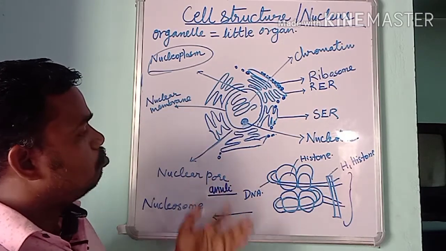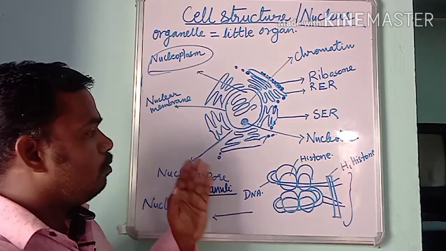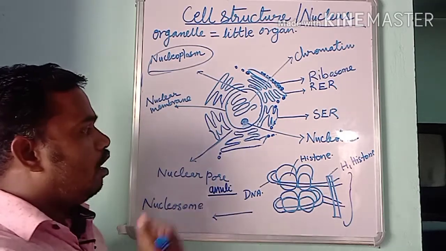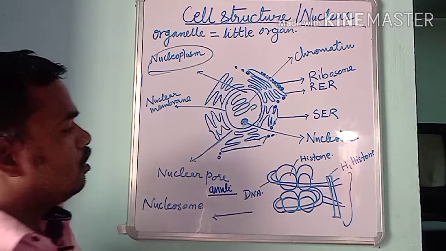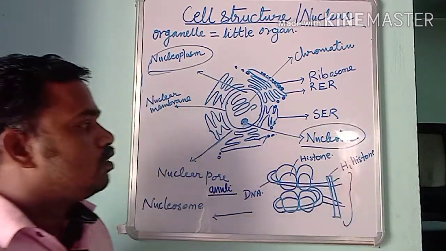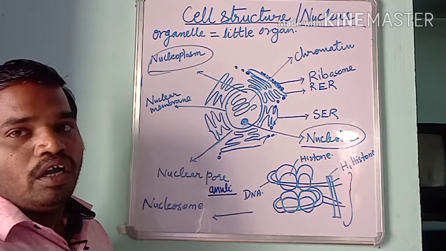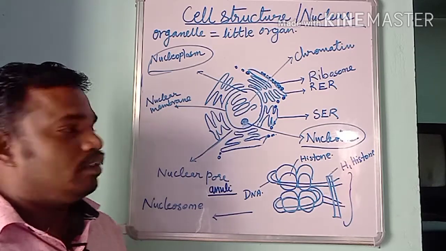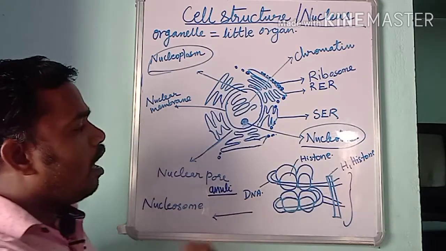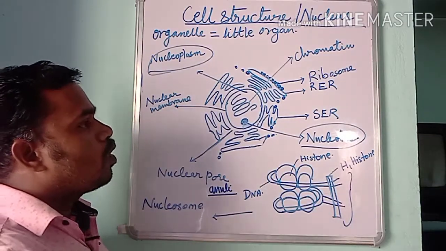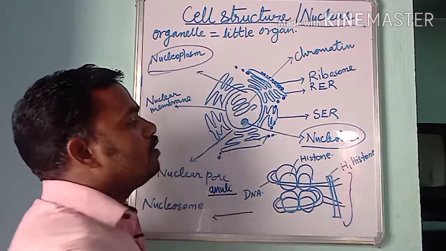There may be many nucleoli in one nucleus. The nucleolus may be many or single. The single form is termed nucleolus, and the many form is termed nucleoli. So the cell may have one nucleolus or many nucleoli. Clear?